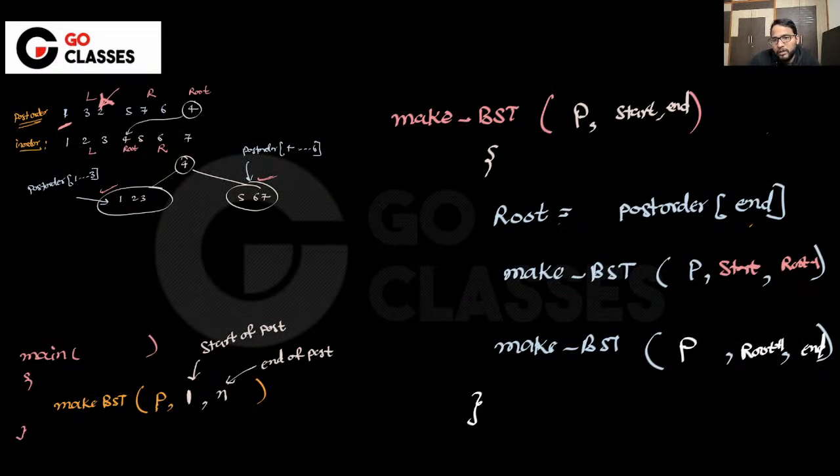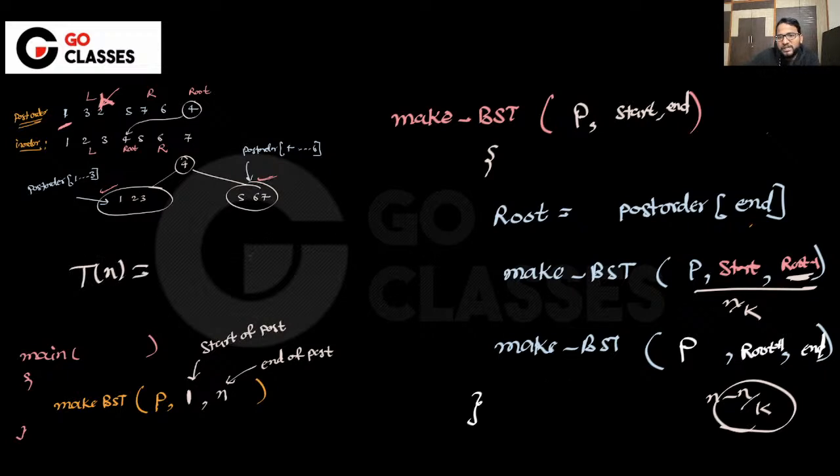You are having the root, you will be calling make BST on the left part using just the indexes, which are start and end, and this time it will be root minus 1, and similarly here. So how much time are you taking? Let's suppose these are the start to root minus 1, which is n upon k nodes, and these are n minus n upon k nodes. So the final answer is Tn, and you are just having this pseudocode. They are asking about the time complexity of this pseudocode.